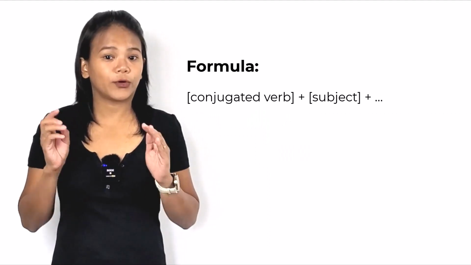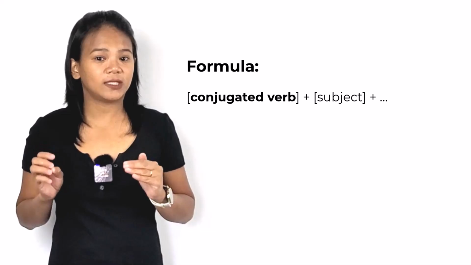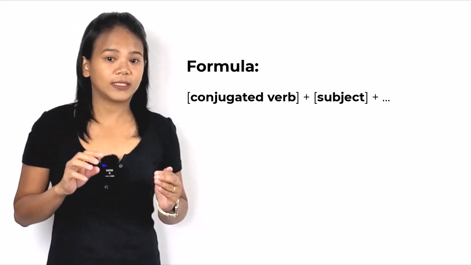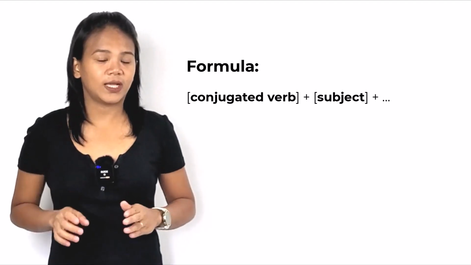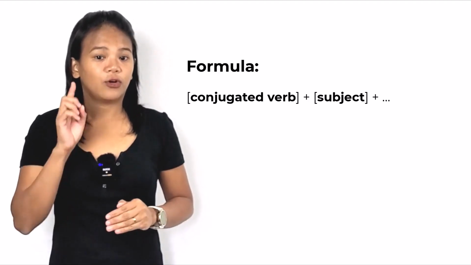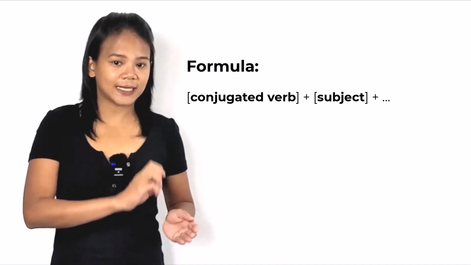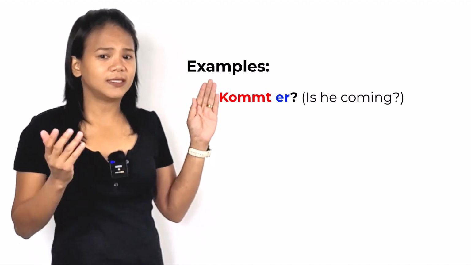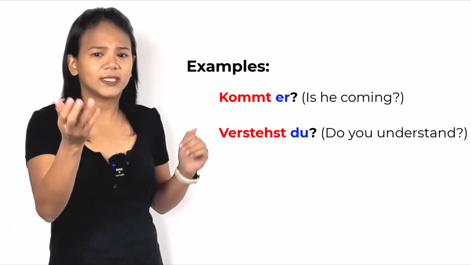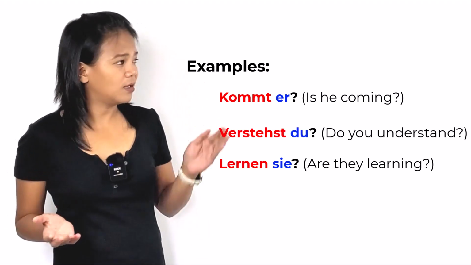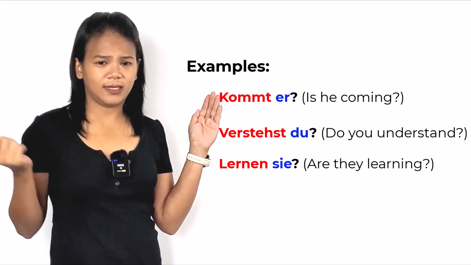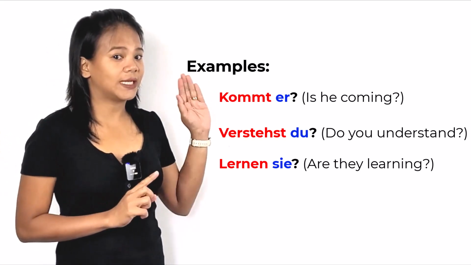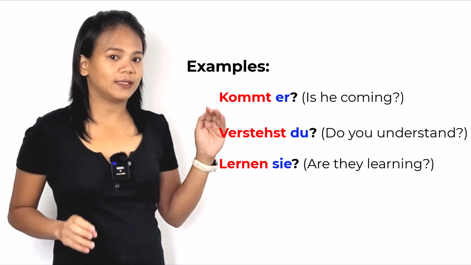For a yes or no question, put the conjugated verb first, then the subject, then the rest of the sentence. The structure is verb, then subject. Example: Kommt er? Is he coming? Verstehst du? Do you understand? Lernen Sie? Are they learning? So, you just switch the subject and the verb to create a question.